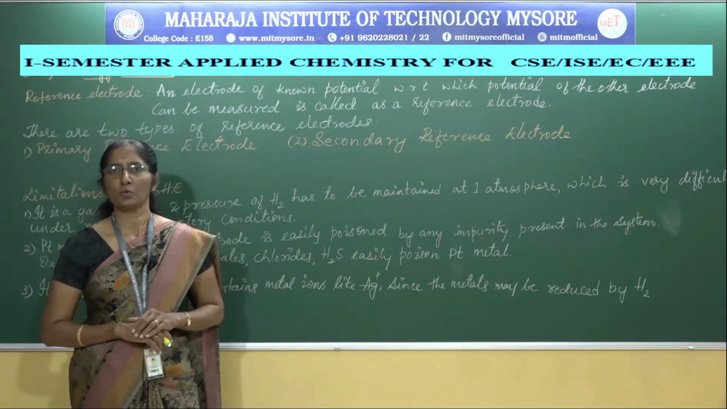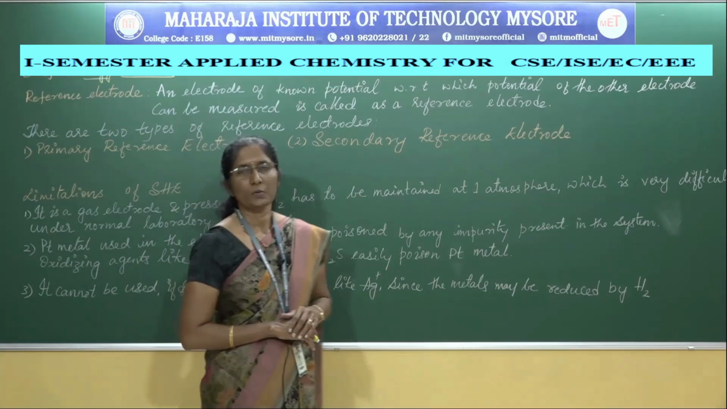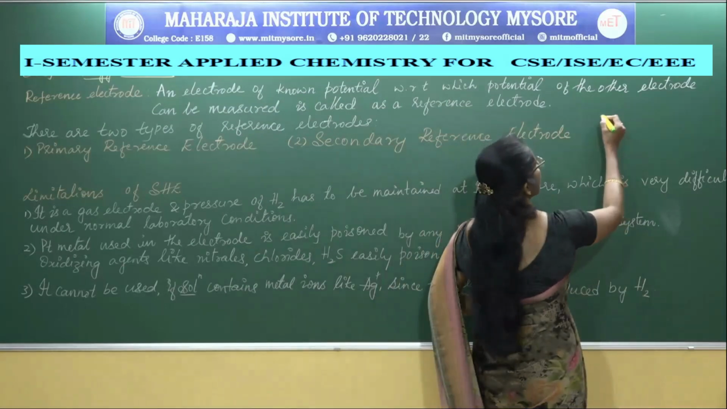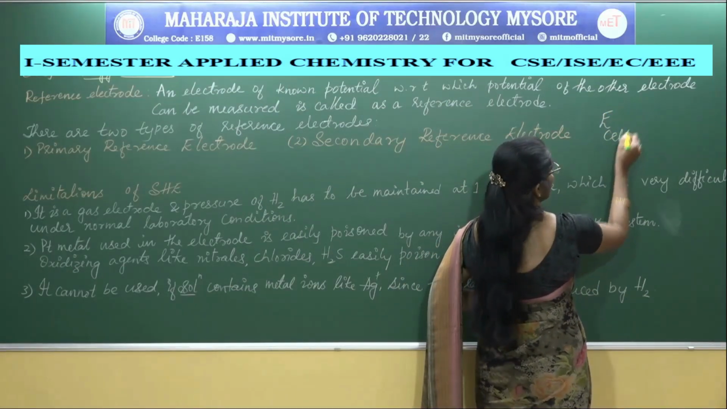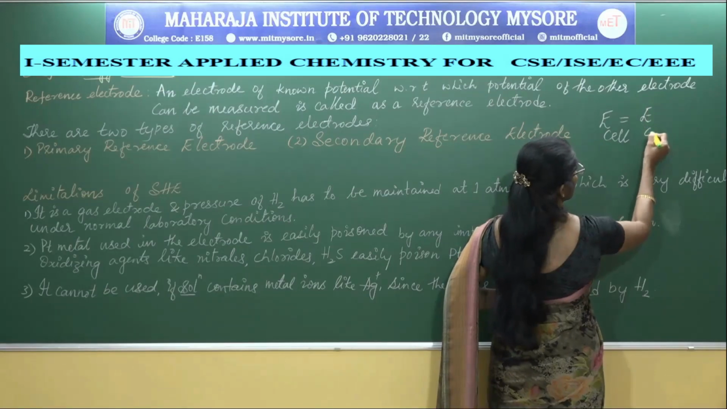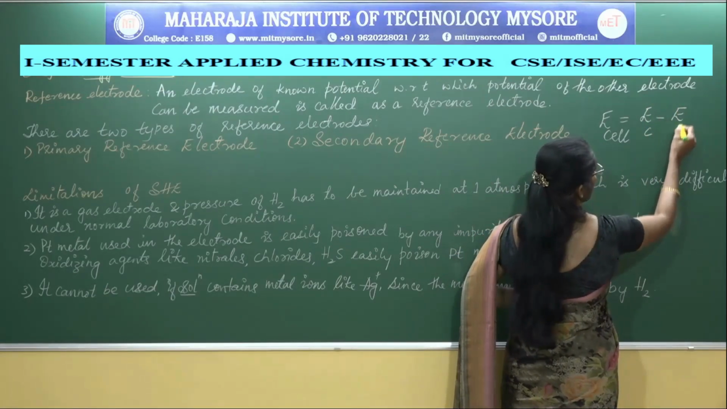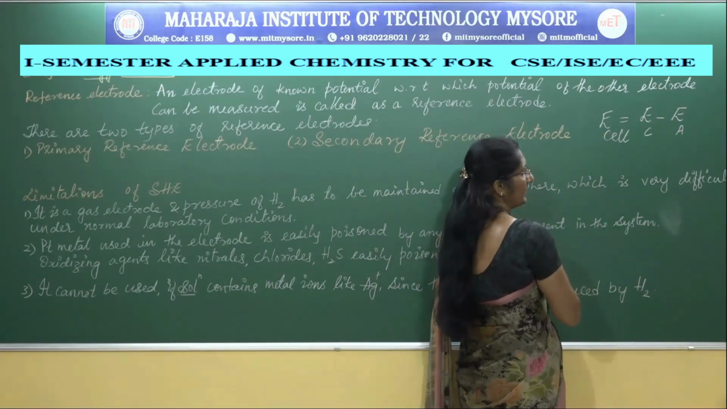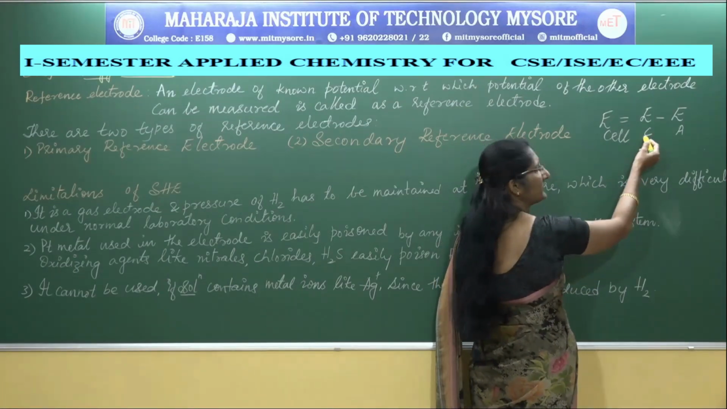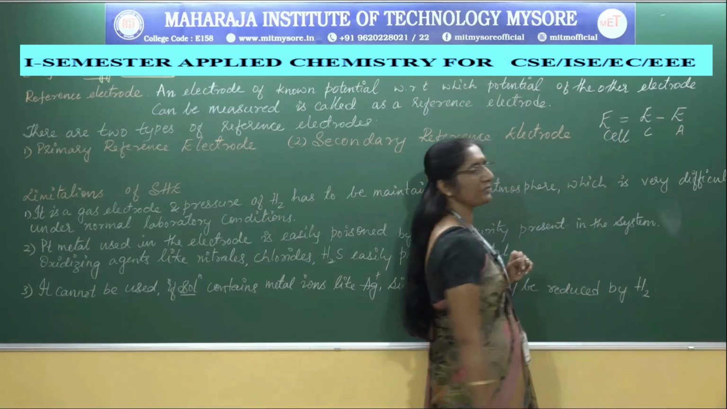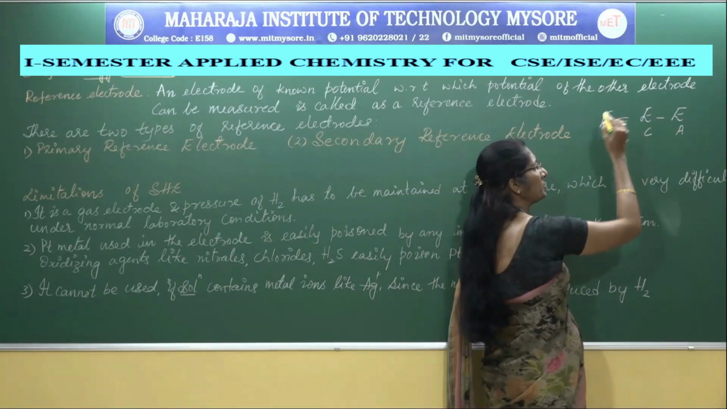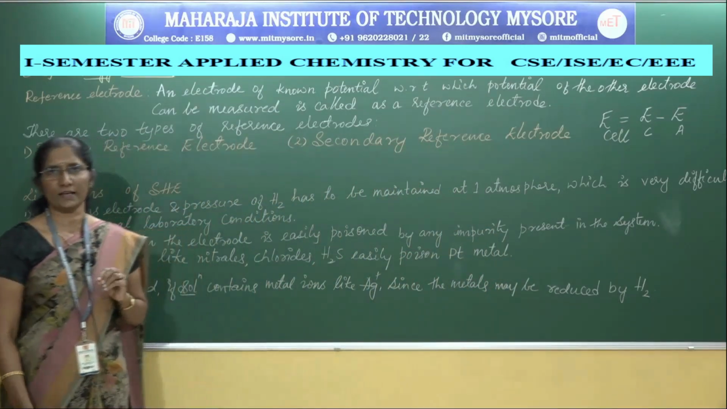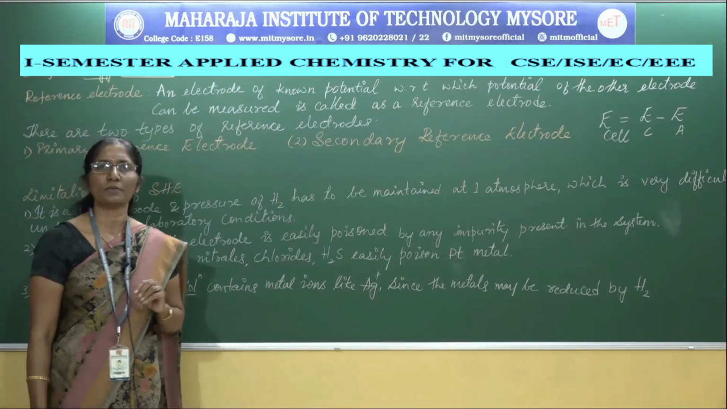By knowing the potential of one electrode and the EMF of the cell, we can easily measure the potential of the other electrode from the equation: E cell is equal to the electrode potential of cathode minus the electrode potential of anode. By using this equation, by knowing the potential of any one electrode as well as the EMF of the cell, we can calculate the potential of any single electrode. So, to measure the potential of any single electrode, we must know the potential value of the other electrode.